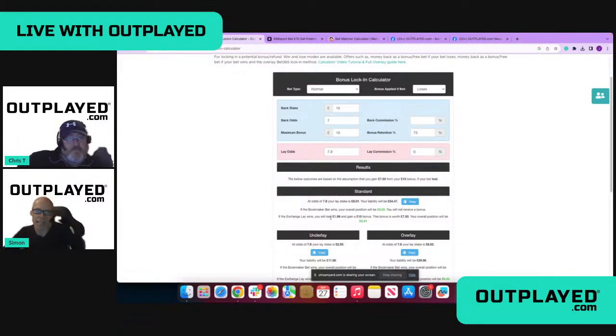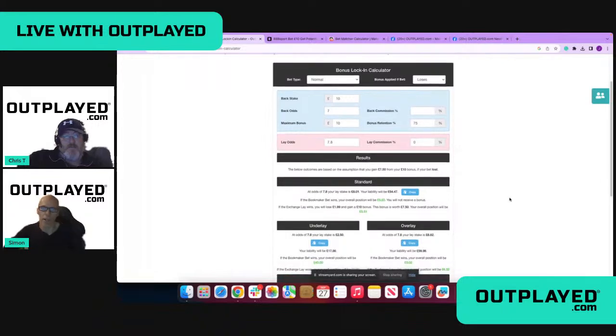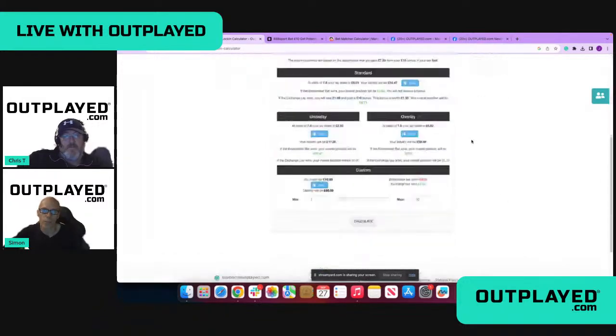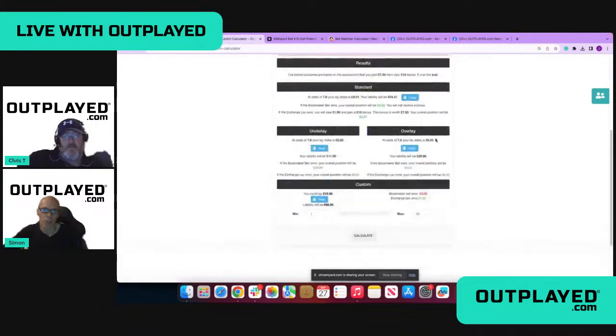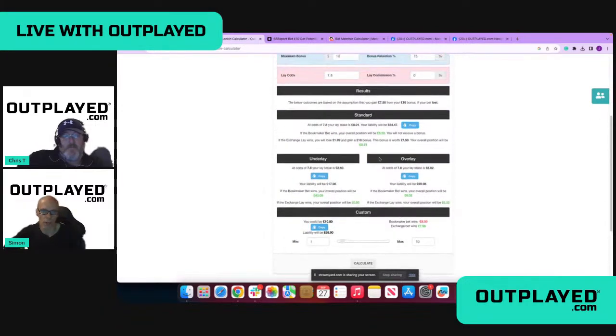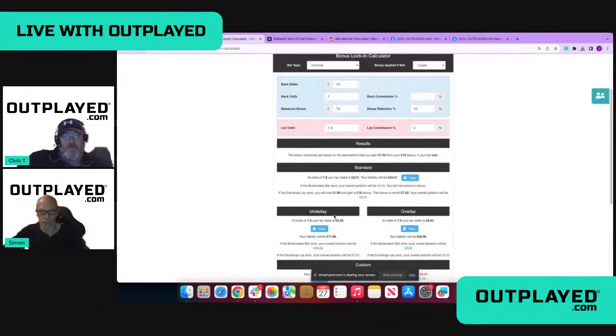So if the exchange lay bet wins, you'll lose £1.99 and you'll gain a £10 bonus, which is your £10 free bet. The bonus is worth £7.50. This bit here. So yeah, you lose £1.99 to start with and get £7.50 back. So £7.50 minus £1.99 is this profit. So as you can see, it's as close as possible between the two of these. Now you've got underlay and overlay modes as well at the bottom, and you've got a custom mode. I would almost always advise ignoring these.